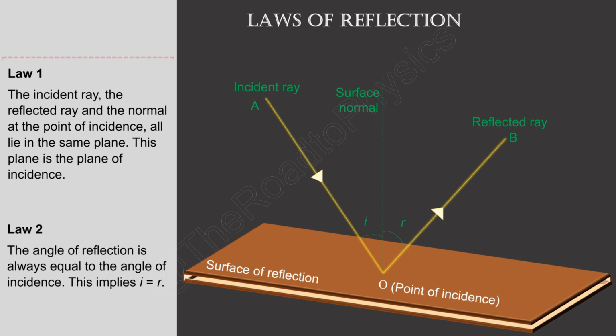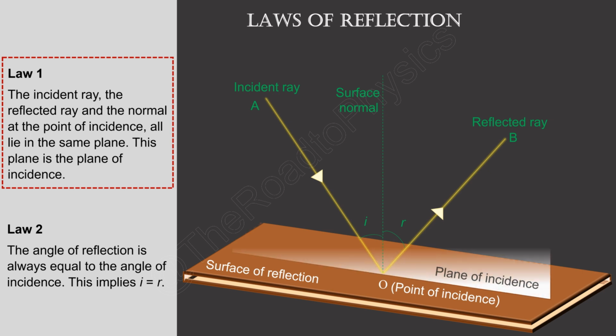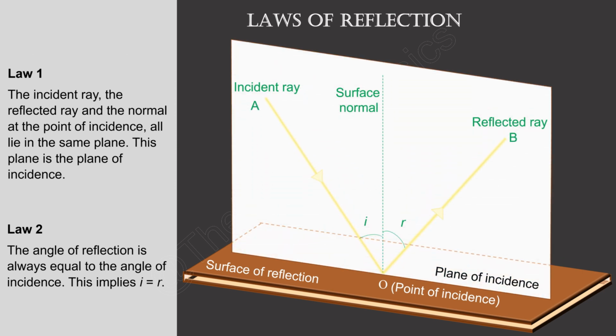The first law states that the incident ray, the reflected ray, and the normal at the point of incidence all lie in the same plane. This plane is the plane of incidence. The second law states that the angle of reflection is always equal to the angle of incidence. That is, I equals R.